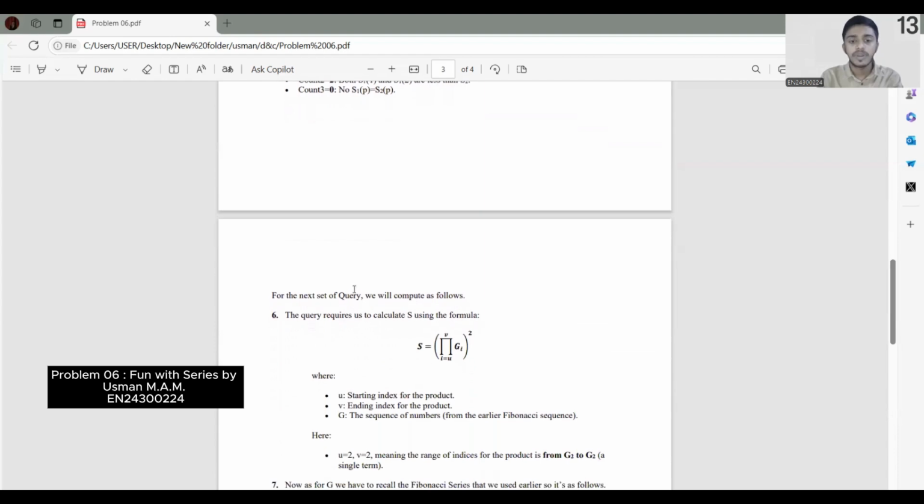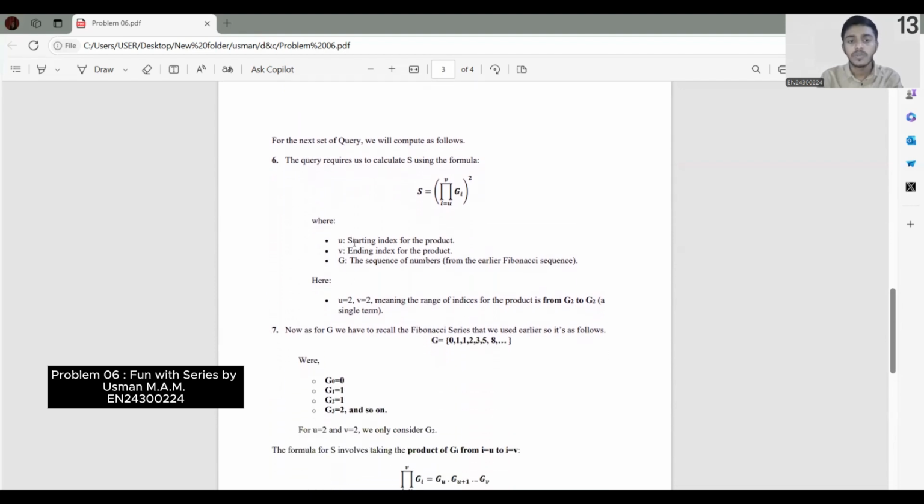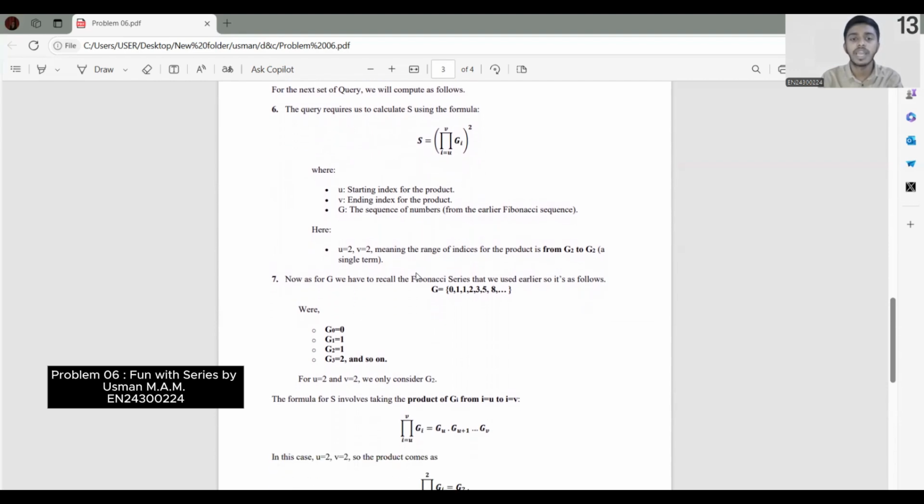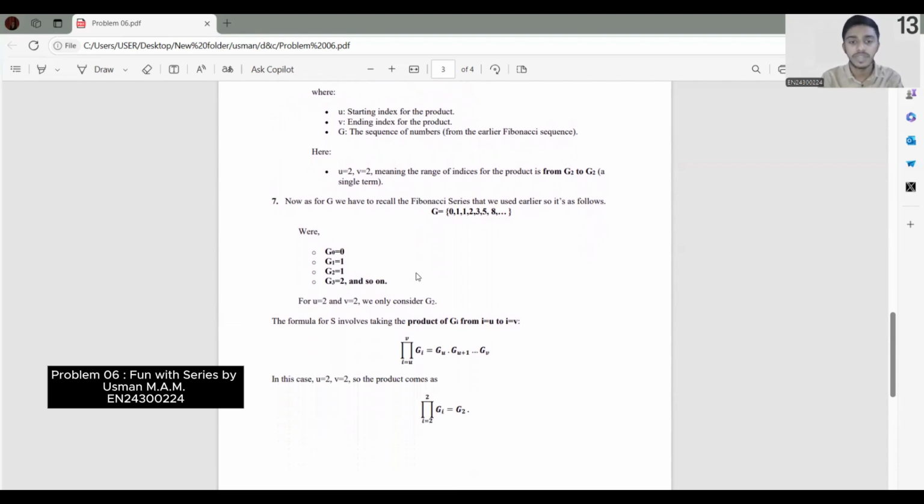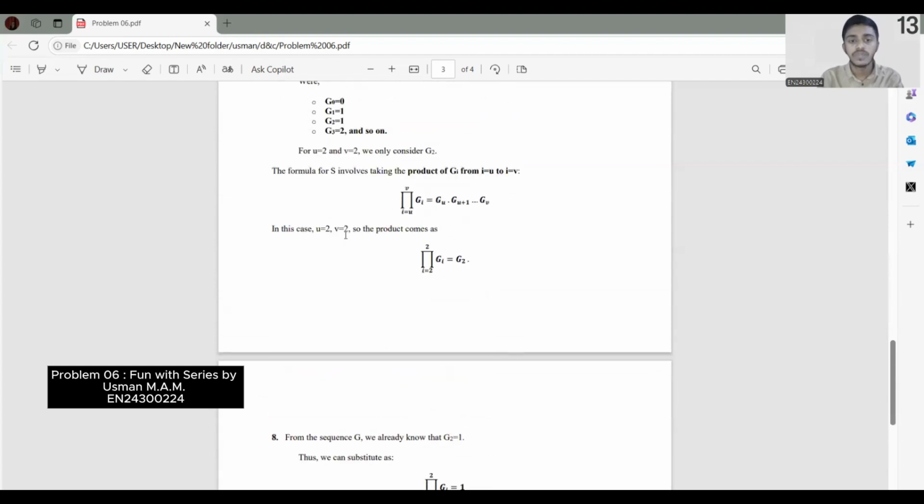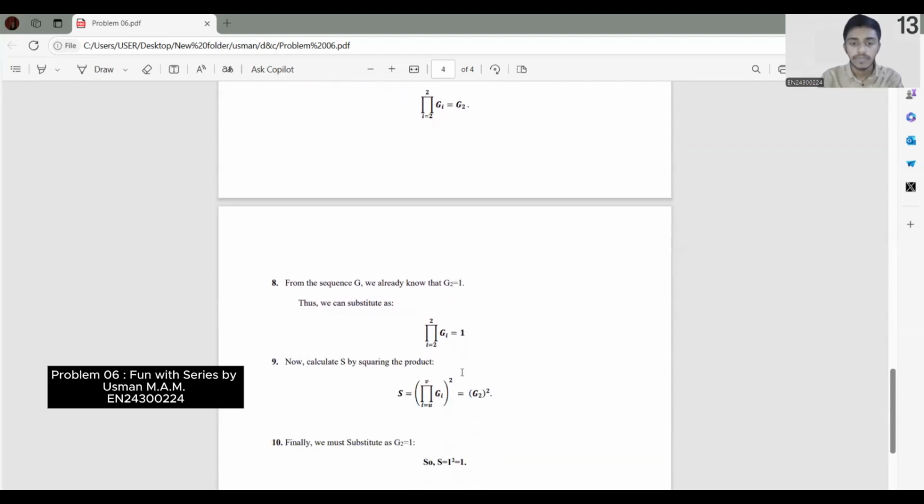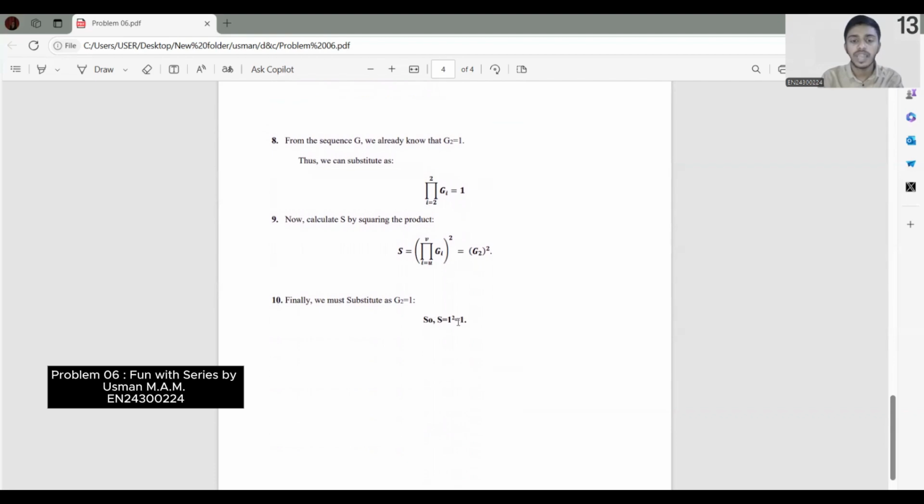For the next step, we should calculate S using the given formula, where U in the formula indicates the starting index of the product, V in the formula indicates the ending index of the product, and G in the formula is the sequence of numbers from the earlier Fibonacci sequence in step 1. Next, we should take U equals 2 and V equals 2, and the value of G2 also will be 1. And the final output will be S equals 1 squared and 1.